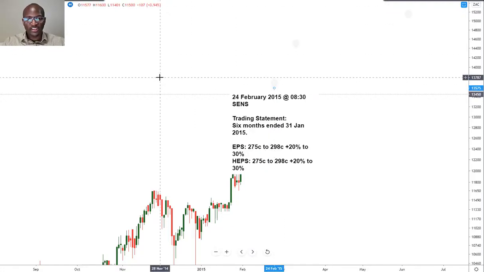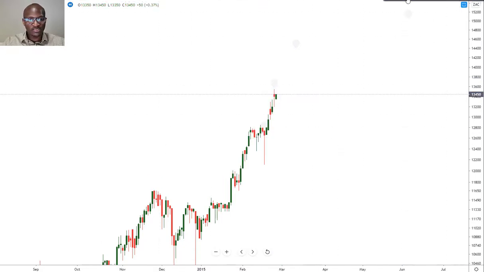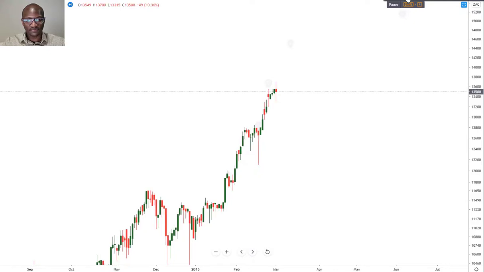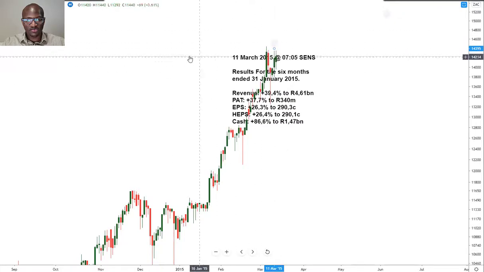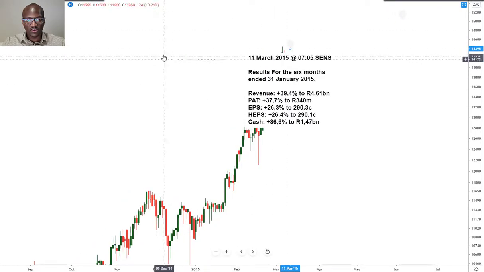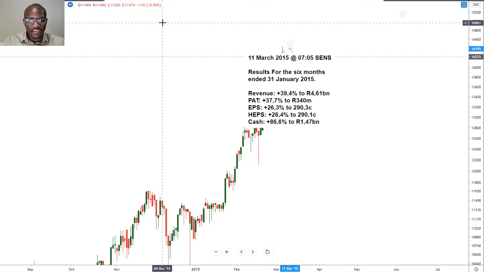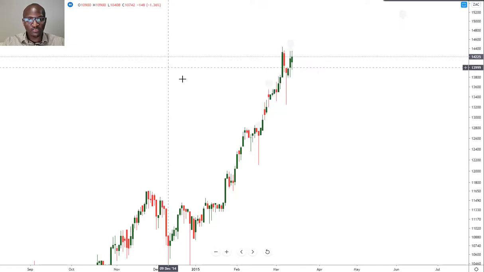February 24th, there was a trading statement for the 6 months ending January 2015, and the fundamentals were looking good. Earnings per share were up 20 to 30%, as well as the headline earnings per share. So fundamentally, everything was still sound. And on the 11th of March, with the actual results, revenues up just under 40%, profits after taxes up also just under 40%, earnings per share, headline earnings, cash, everything is up, everything is still looking solid fundamentally.